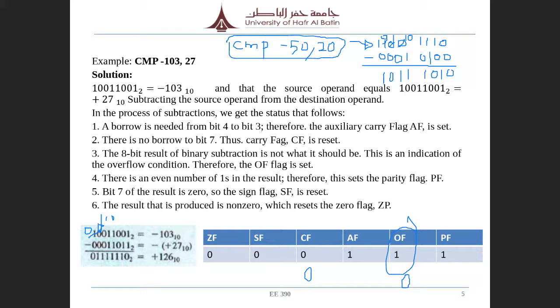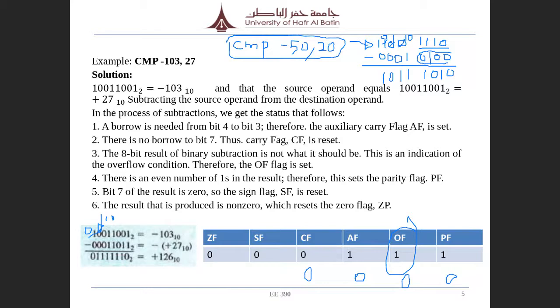What about the auxiliary flag? Look at here, first nibble. This one is bigger than this one. So there is no borrowing happening from the higher nibble. So definitely auxiliary flag is 0. What about the parity flag? Number of 1s: 1, 2, 3, 4, 5. So it is odd parity, so it is 0.